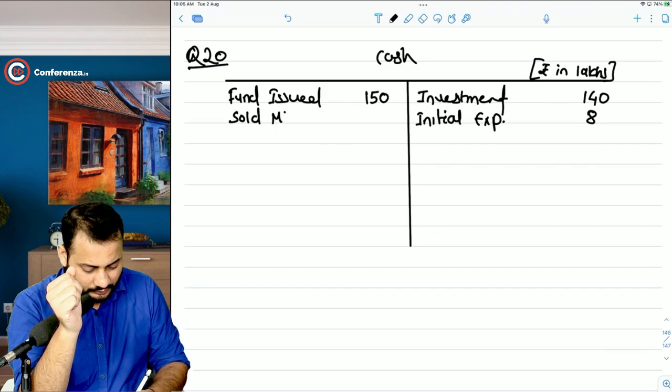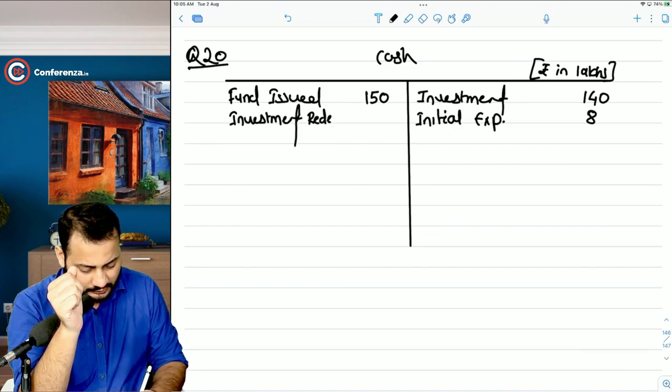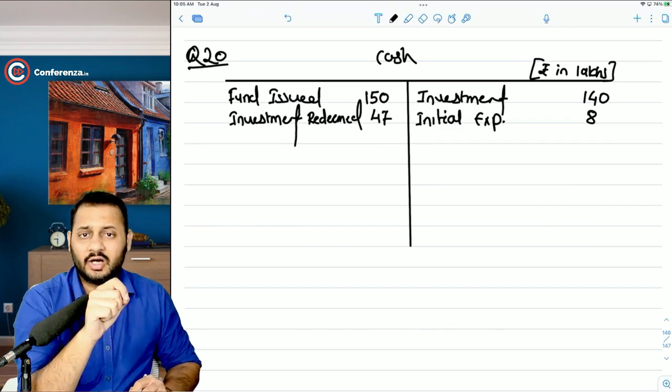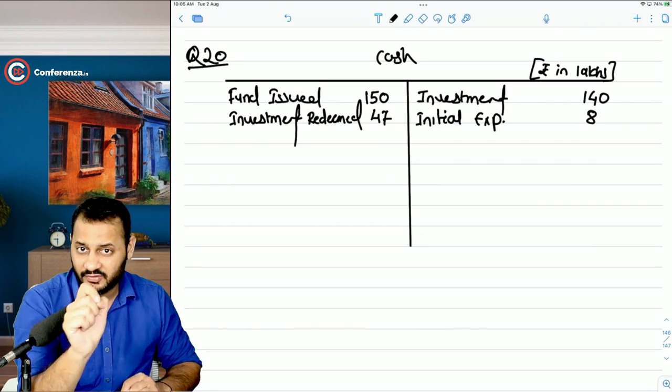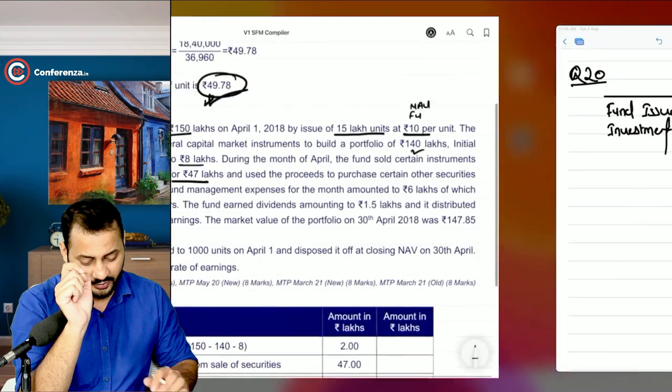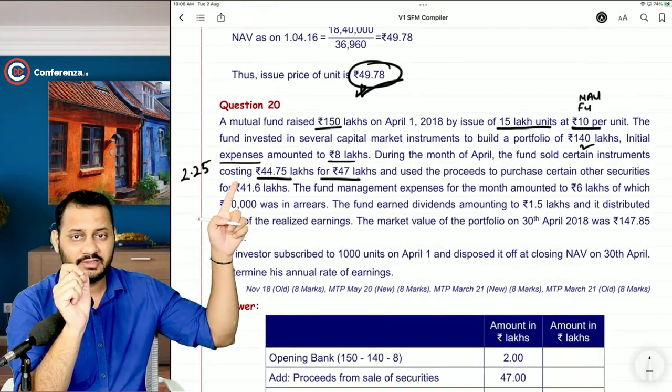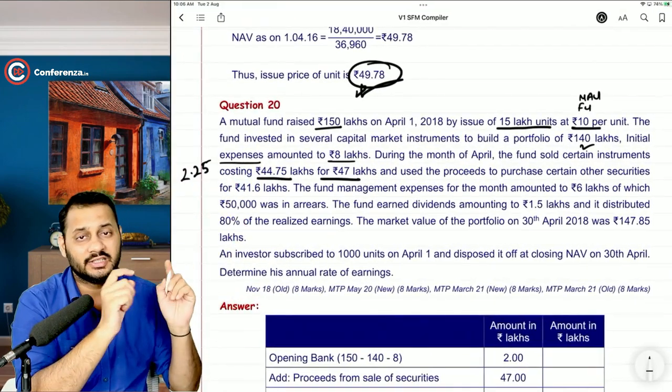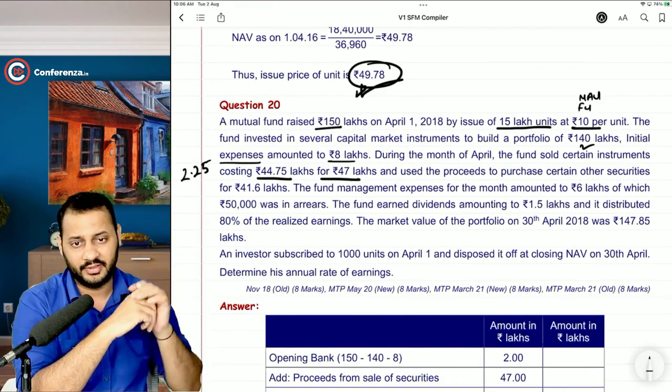So what will be the entry in the cash account? Sold, we can say investment redeemed 47. Our bank account will get debited with 47 lakh. Investment account will get credited with 44.75 lakhs, and the balance will be transferred to profit and loss account. That will be capital gain.